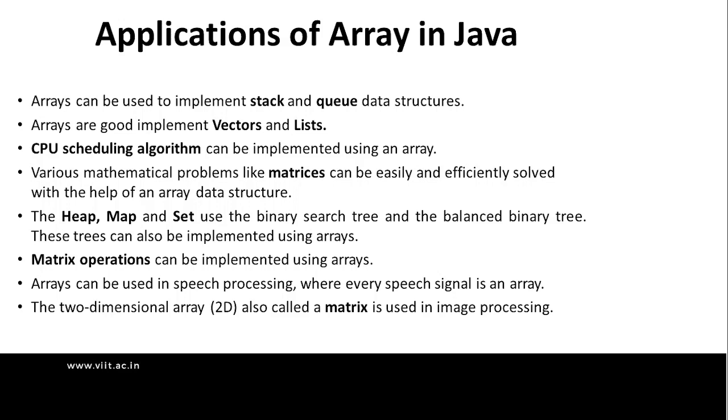The heap, map, and set use the binary search tree and the balanced binary tree. These trees can also be implemented using arrays. Matrix operations can be implemented using arrays. Arrays can be used in speech processing, where every speech signal is an array. A two-dimensional array, 2D, also called a matrix, is used in image processing.